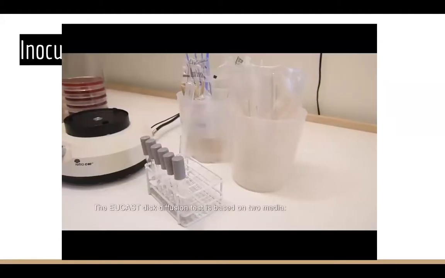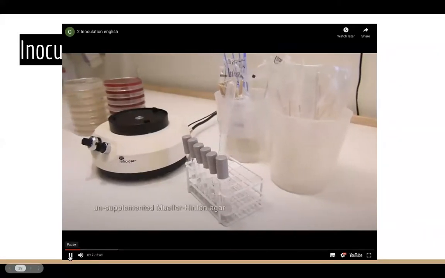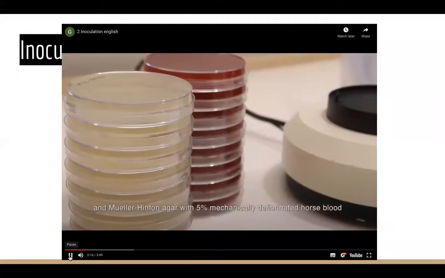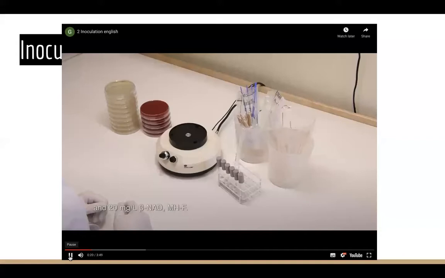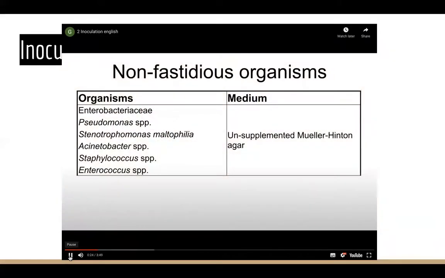The EUCAST disc diffusion test is based on 2 media: unsupplemented Mueller-Hinton agar, and Mueller-Hinton agar with 5% mechanically defibrinated horse blood and 20 milligrams per liter of beta-NAD. This medium is called MH-F. Unsupplemented Mueller-Hinton agar is used for non-fastidious organisms such as Enterobacteriaceae, Pseudomonas, Staphylococci, and Enterococci.